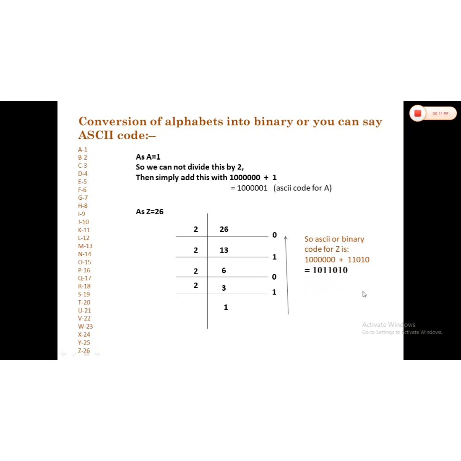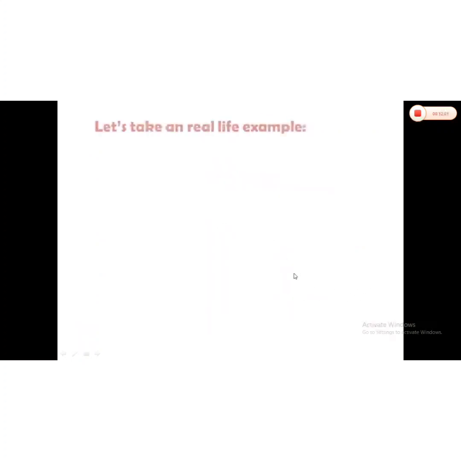This is your alphabet code for binary Z. And let's take some real life examples. I have taken this keyword as real life because we are going to have some examples which are used in our day-to-day life, like for information interchanges. How can we decode our information?